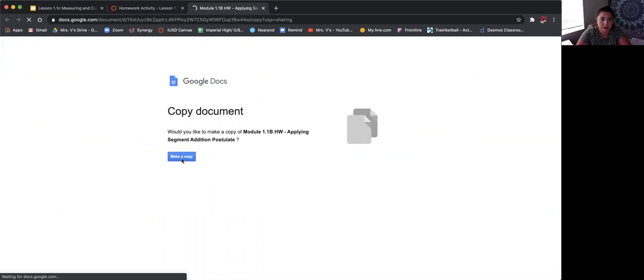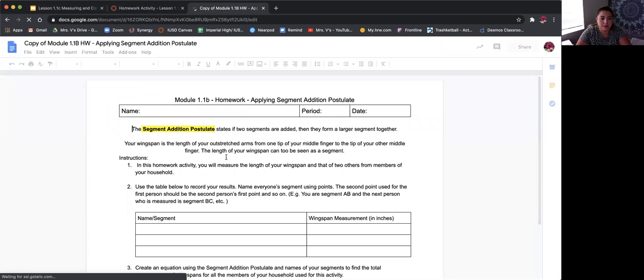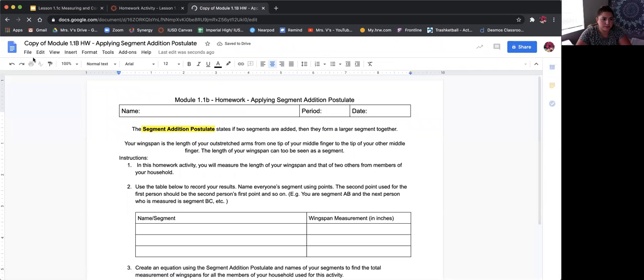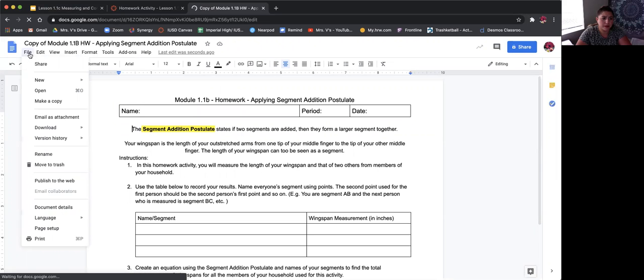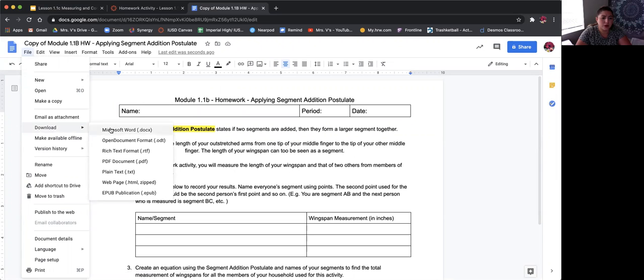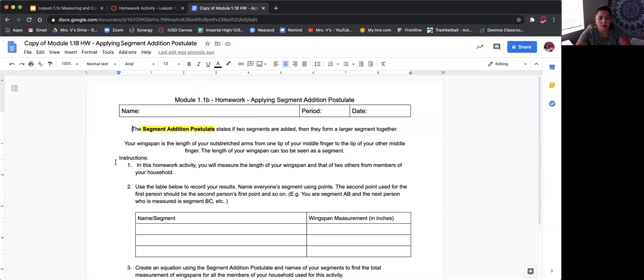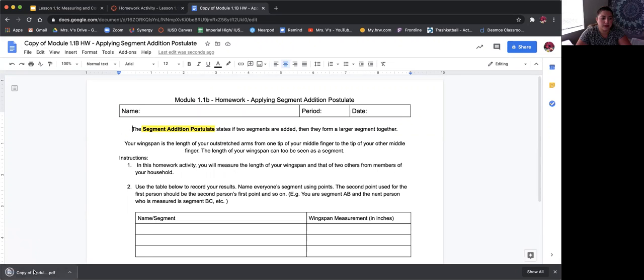So I'm going to go ahead and imagine that I completed all this. I'm going to go to file, and then download either as a Microsoft Word, open, I don't know what this format is, or rich text, PDF. I would prefer either Word or PDF. PDF is better, I will be able to open it if you were to submit it that way. So I'm going to go ahead and save it. It's saved onto my desktop.